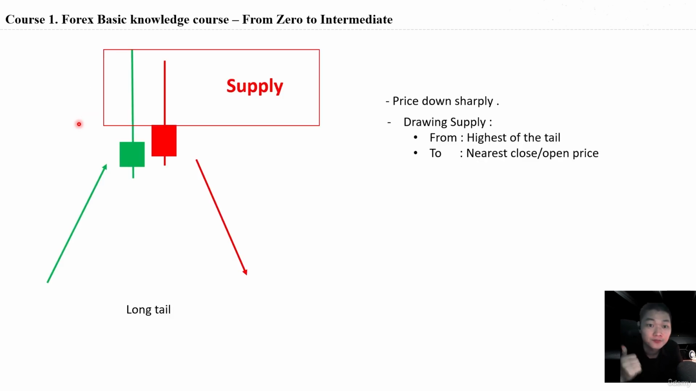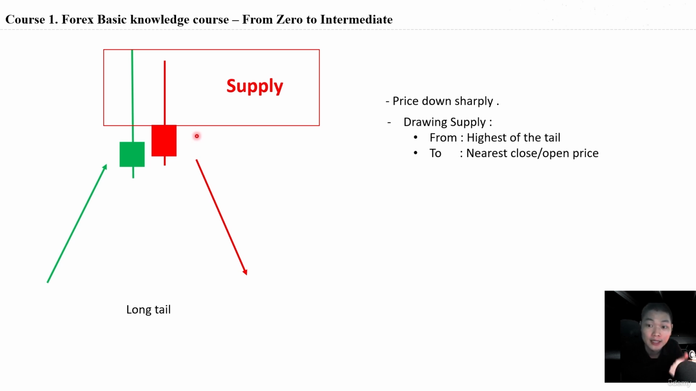So let's get started. First of all, the supply case. You can see from the left side to the right side, at the peak of the market, the buyers still push price up very strongly, but at this peak the sellers also join the market very strongly, and therefore they push price down a little bit and create the long tail. At this level, we can define the supply.